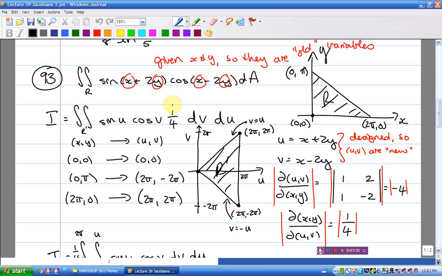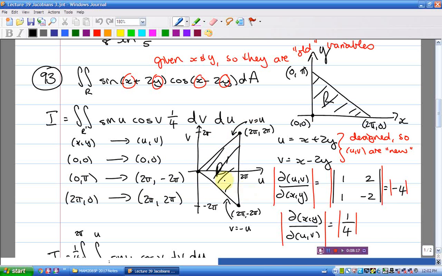Okay, we also need to work out our new region. Because our transformation is a linear transformation, our triangle is going to turn into another triangle, and all we need to do is figure out what happens to the vertices. So one by one, we plug in our vertices. So x equals 0, y equals 0, we plug into the u and v expressions, and we get a u value and a v value. We do the same for x equals 0, y equals pi, and the same for x equals 2 pi, y equals 0, and we get a u, v for each, and those 3 points we plot on a uv picture, and we can see our new triangle. Okay, so this is the region that we're going to integrate across.